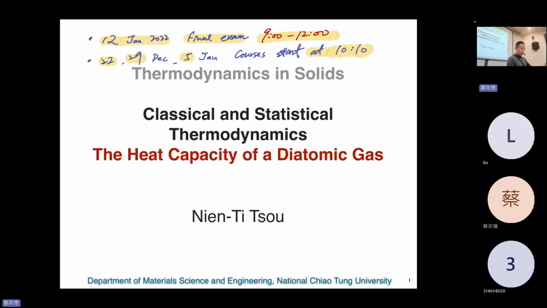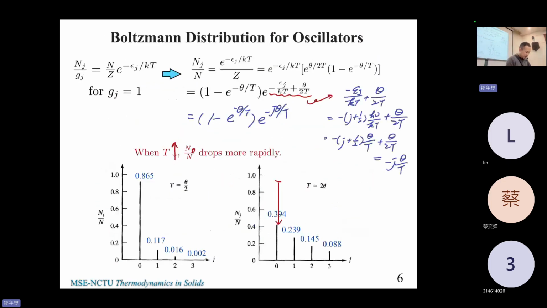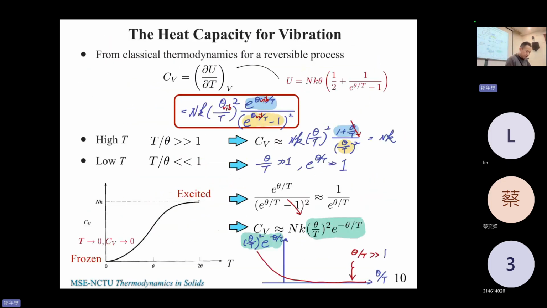Okay, and then we continue to the heat capacity of diatomic gas. Diatomic means that we have two atoms in the molecule. And then we need to talk about how the energy is stored in the molecule first, right? There are 4 types of energy. The first one is electronic energy, but we can refer to page 20. Okay, we can skip to page 20 first. I guess I did that in the video.